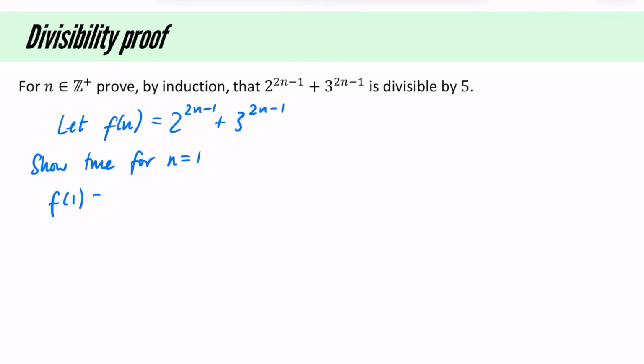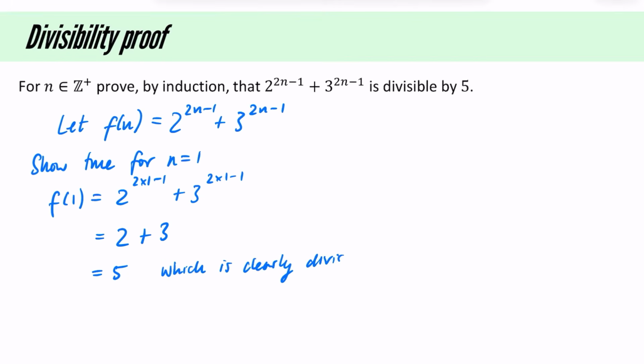So f of 1 will be 2 to the power of 2 times 1 minus 1 plus 3 to the power of 2 times 1 minus 1. So what's that? 2 to the power of 2 times 1, 2, minus 1 is 1. And the same thing for this. This is going to be 3 to the power of 1, so it's just 2 plus 3. Sometimes just the easiest maths is the thing that can trip us up. So we get 2 plus 3, which is equal to 5, which is divisible by 5. I'm going to say, well, this is clearly divisible by 5. It's so obvious.